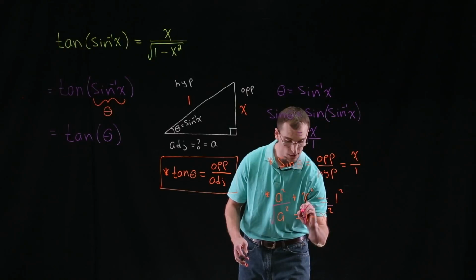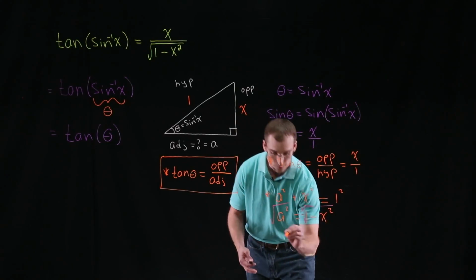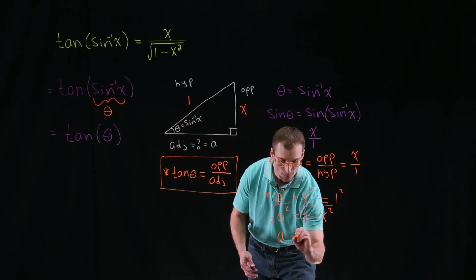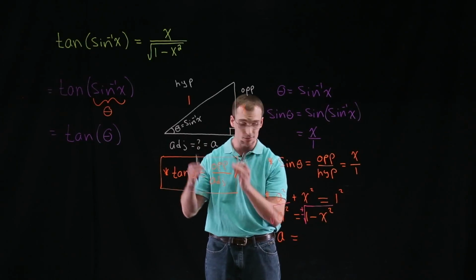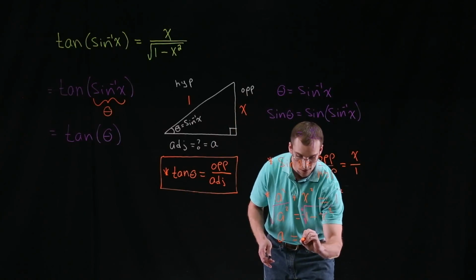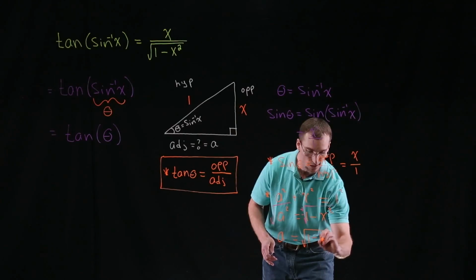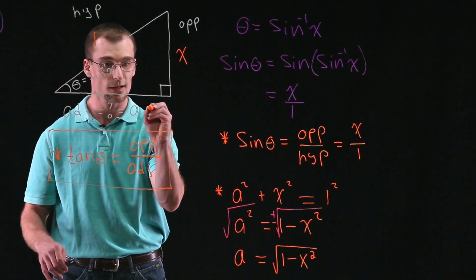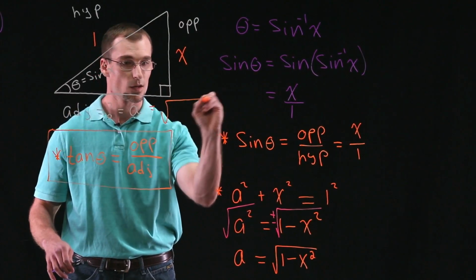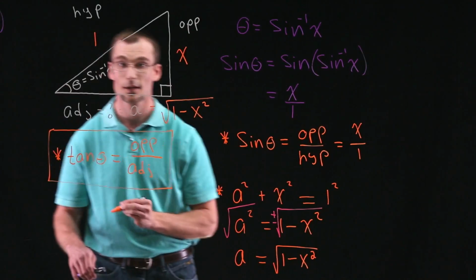technically remembering that when we take square roots, we have both positive and negative, but being that our a represents a length, meaning it's a positive distance, we're going to take the positive form of the square root. So positive square root of 1 minus x squared. So there's our adjacent side. Positive square root of 1 minus x squared.